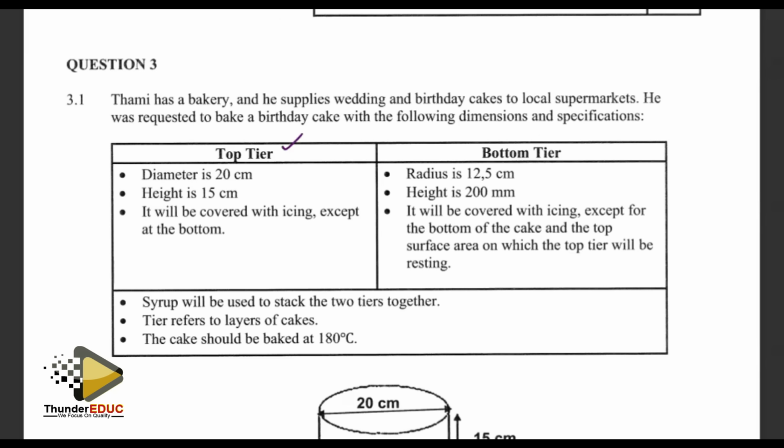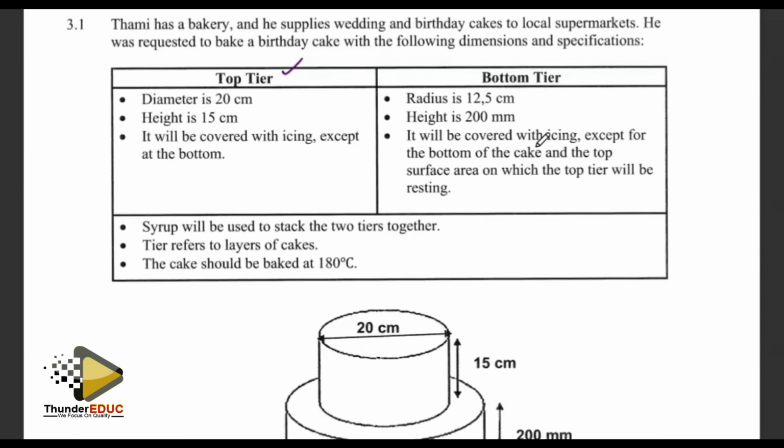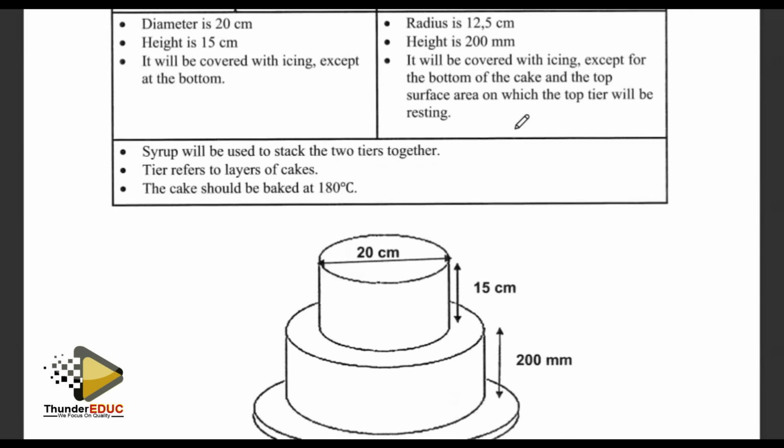The top tier should have a diameter of 20 centimeters and a height of 15. It will be covered with icing except at the bottom. Then the bottom tier, which is the bottom cake, is supposed to have a radius of 12.5 centimeters and a height of 200 millimeters. It will be covered with icing except for the bottom of the cake and the top surface area on which the top tier will be resting. Take note of that.